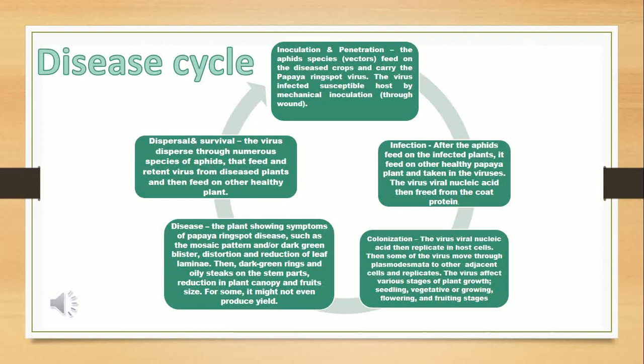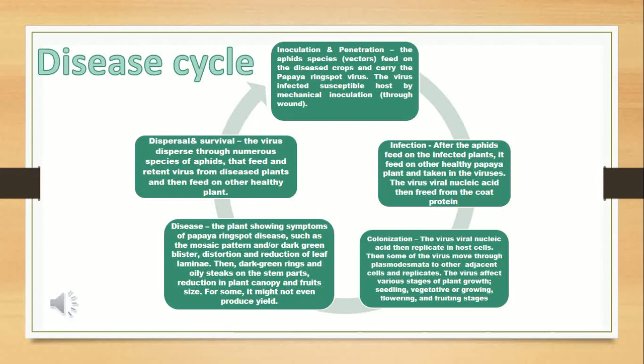In this stage, aphids as the vector will feed on the diseased crops and carry the PRSV virus in their stylet. The virus will infect the susceptible host, which is the papaya tree in this case, by mechanical inoculation through the wound on trees. On the next stage, which is the infection stage, the aphids that feed on another healthy plant after feeding on an infected plant will transmit PRSV into the healthy papaya plant.